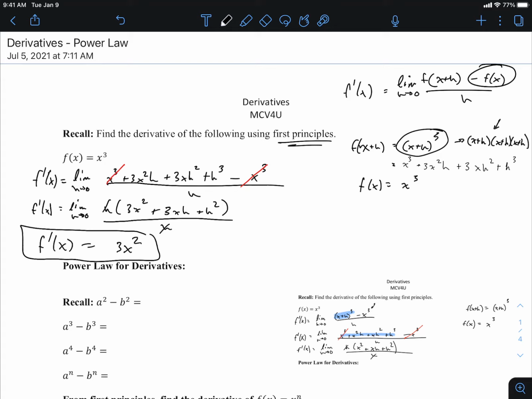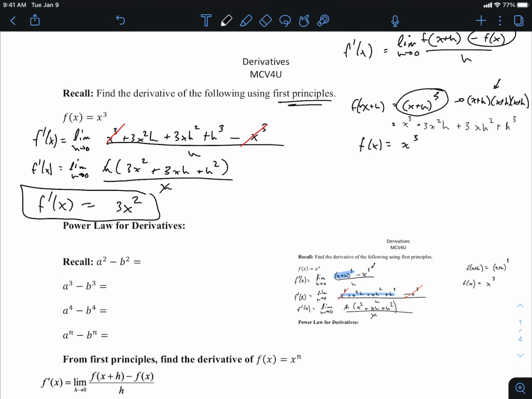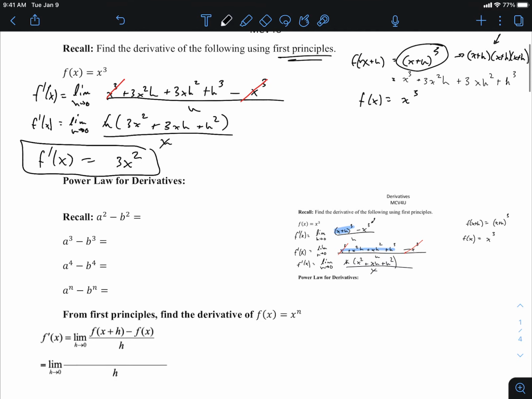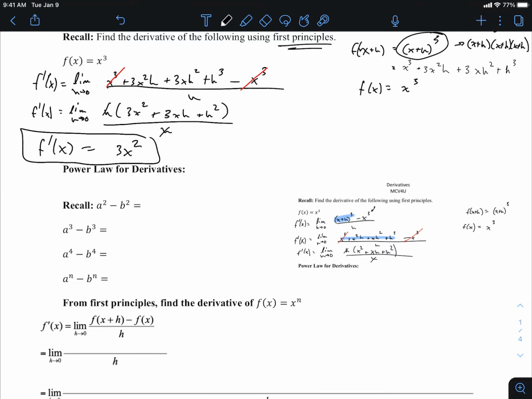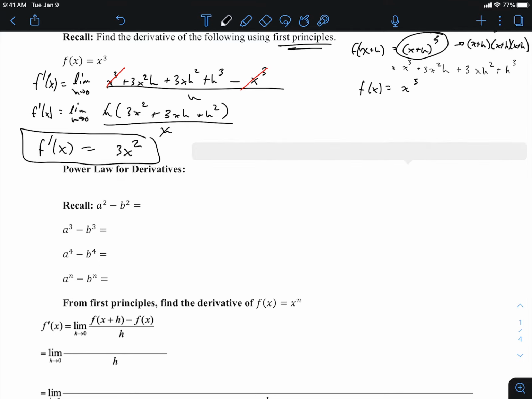So there is your derivative, or what we called our slope of the tangent. Sorry, I'm just looking at this. I don't know where this came from here. I don't know what that was.